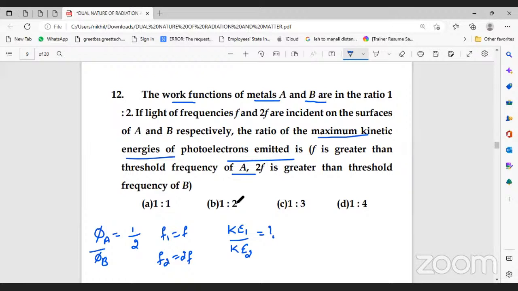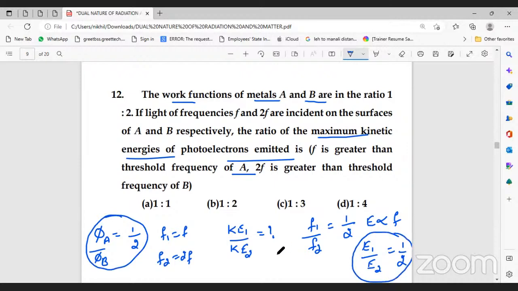Now, how to simplify this? How to find the kinetic energy ratios? The frequency is in the ratio F1 by F2, 1 by 2, right? F divided by 2F is 1 by 2. You know that energy is directly proportional to frequency. So what will be the energy ratio E1 by E2? That is also 1 by 2. The work function ratio is also 1 by 2.